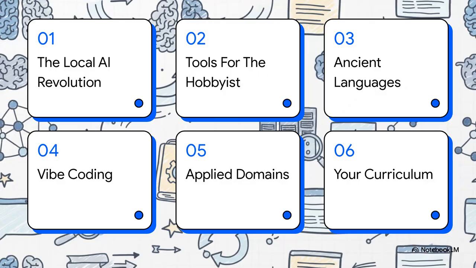Here's how we're going to break it all down today. First, the local AI revolution. Second, tools for the hobbyist. Then we'll hit our specific paths. Track 1 is ancient languages. Track 2 is vibe coding. Track 3 is applied domains. And finally, your fine-tuning curriculum.